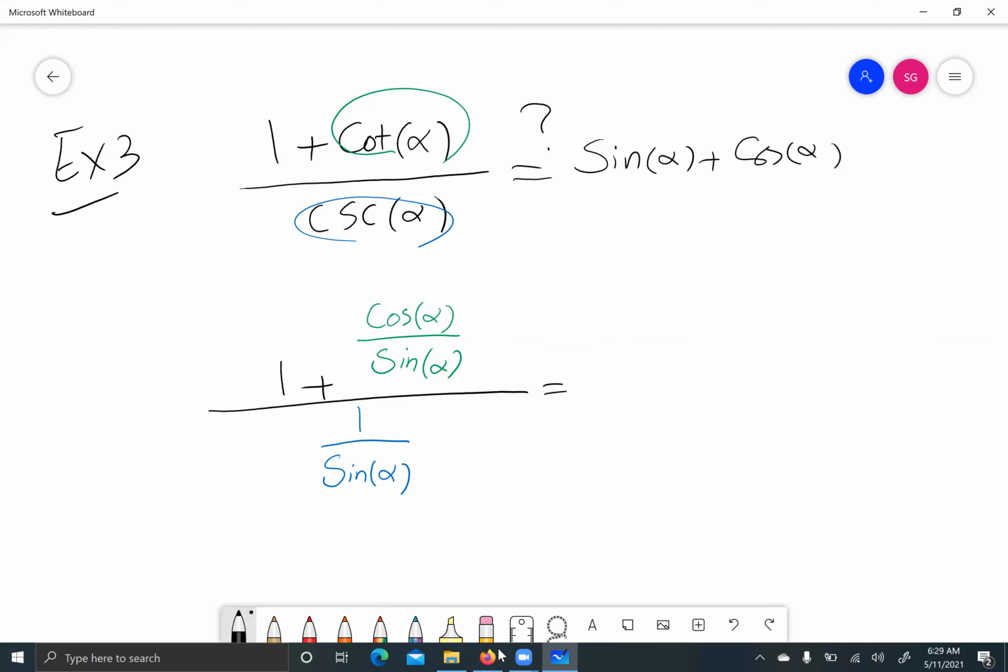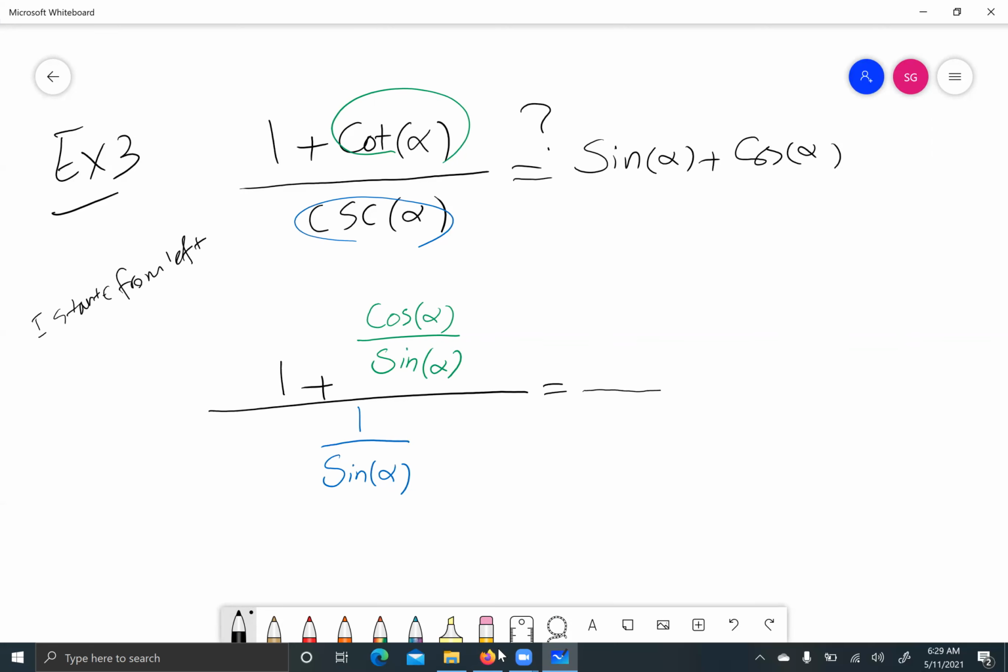Okay, so I started from the left side of the inequality, and I started substituting using identities to substitute cotangent and cosecant. Now let's simplify it.